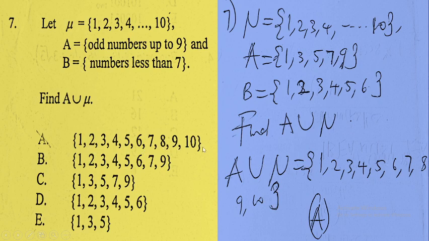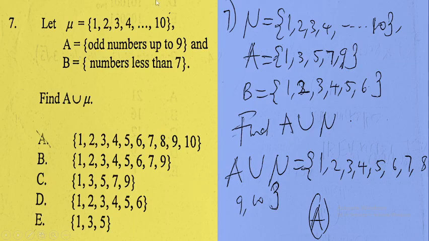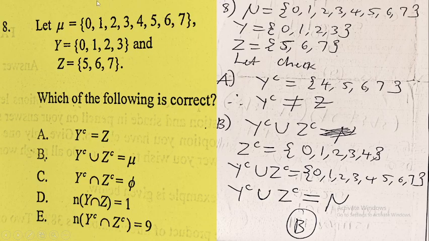Let's move to the next question, which is question number 8. The question is on set theory as well, just like question number 7. We are given the universal set to have elements 0 to 7. We are given set Y, and set Z. We are asked which of the following is correct. Out of these 5 options, we are looking for the one that is correct.